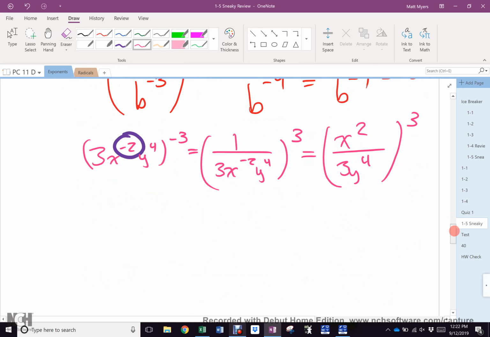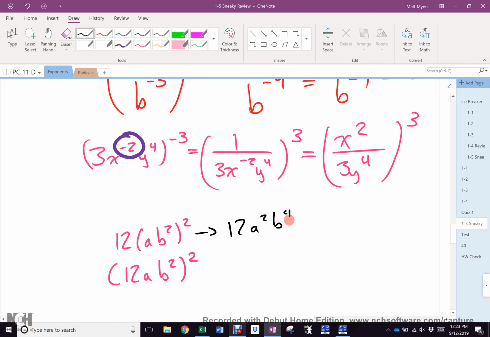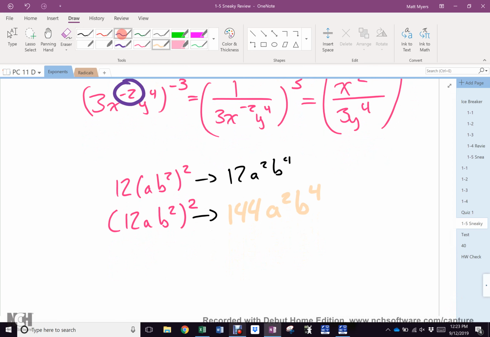The number two mistake you make with exponents is this one. Everybody see the difference here? This answer is what? 12a squared b to the 4th. This answer is what? 144a squared b to the 4th. That is a big mistake. Why? Because of the brackets. The third biggest mistake, negative 8a squared to the negative 2. Is that negative staying there?